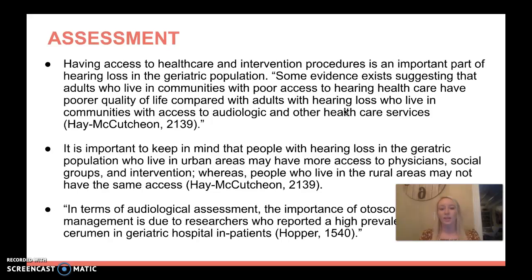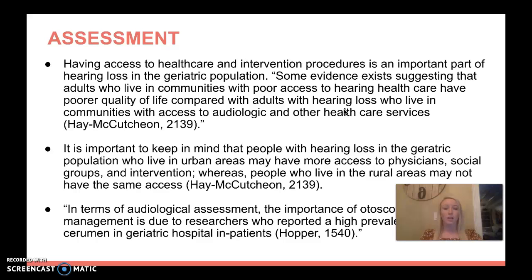Having access to healthcare and intervention procedures is an important part of hearing loss in the geriatric population. Some evidence exists suggesting that adults who live in communities with poor access to hearing healthcare have poor quality of life compared with adults with hearing loss who live in communities with access to audiologic and other healthcare services. It is important to keep in mind that people with hearing loss in the geriatric population who live in urban areas may have more access to physicians, social groups, and intervention, whereas people who live in the rural areas may not have the same access.